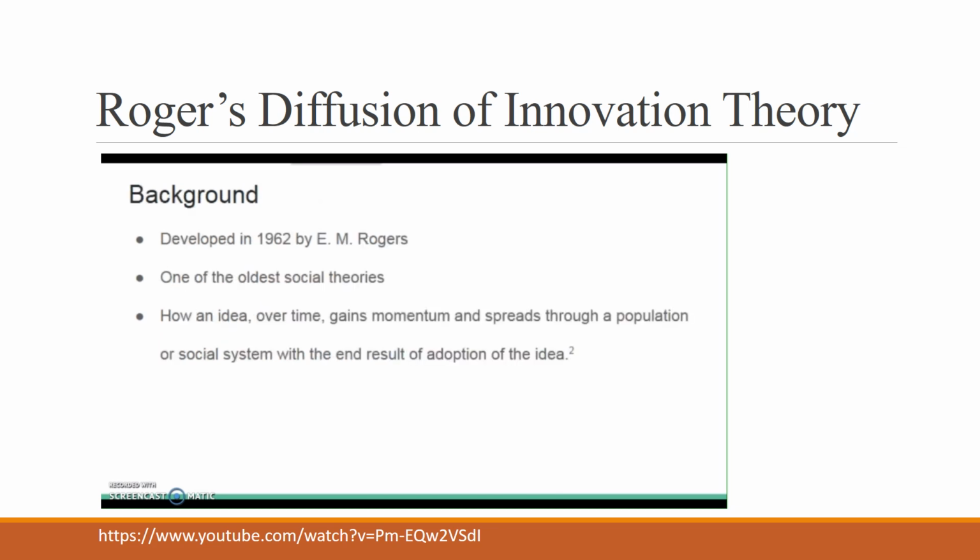So diffusion of innovations theory is actually one of the oldest social theories out there and was developed in 1962 by E.M. Rogers. And the purpose of the study is really to determine how an idea or an innovation gains momentum and spreads through a population over a period of time. And the end result is the goal of adoption of that idea or that innovation.